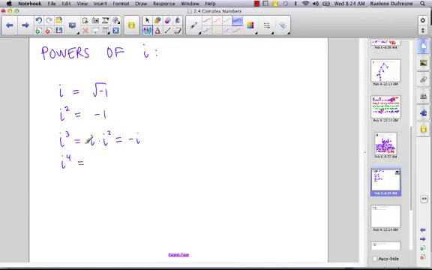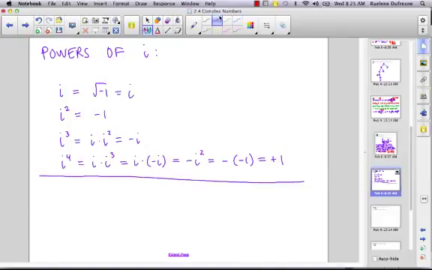i to the 4 is i times i cubed, which is i times -i, which equals -i squared, but i squared is -1, so this is equal to +1. Now let's continue on a little bit more. i to the exponent 5 is i times i to the 4, which is i times +1, which is i.